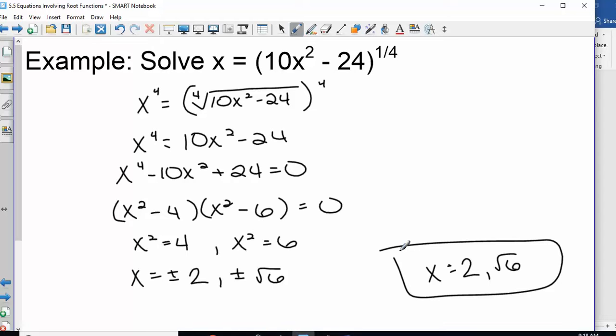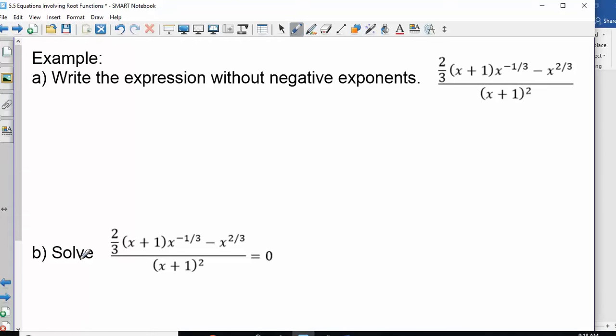Okay. So that was kind of a review from Friday. Let's do 1 or 2 more and then I'm done. These problems are slightly different. It's going to look a little bit uglier. So my first thing, I'm giving you this beautiful equation, and I want you to write it without a negative exponent. So we're just going to clean this up.